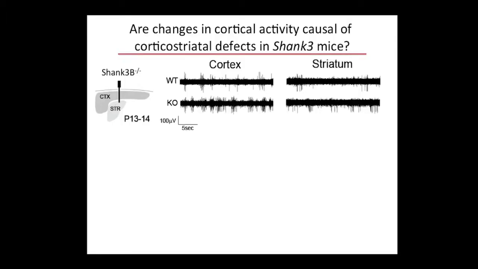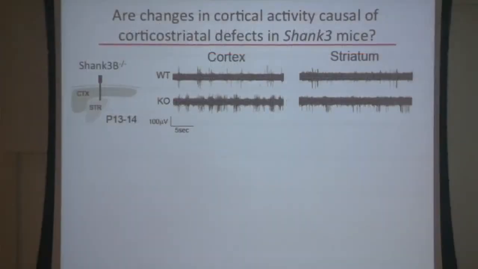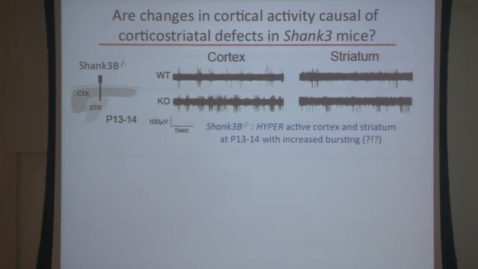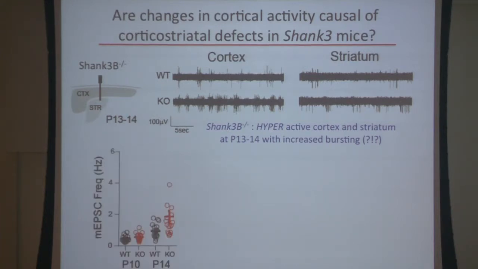So we had a big surprise, which is that when we recorded from these knockout mice, around P13, P14, we found that in fact cortex and striatum of these mice were quite a bit more active than those of their wild-type littermates. So completely the opposite of what we had expected based on our model. Okay, there was hyperactivity with increased bursting at these ages. And now, in fact, when we cut slices from these animals and recorded in the striatum, we didn't find hypoinnervation. We found hyperinnervation at early ages.